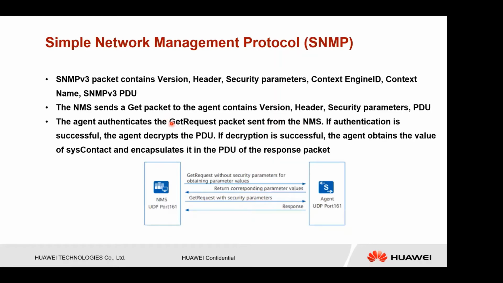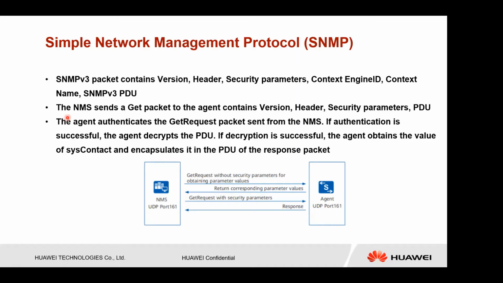So for SNMP version 3, the packet contains the version, the header, and also the security parameters, context agent engine ID, context name, and also the SNMP version 3 PDU. So basically the difference between SNMP v3 and v1 and v2c is that v3 is much more secure because it has the security parameters which support authentication and also encryption.